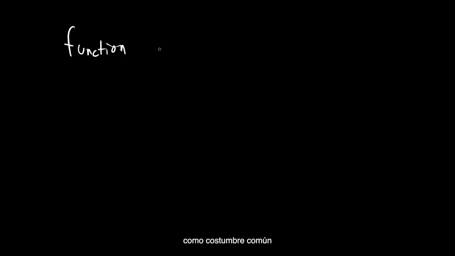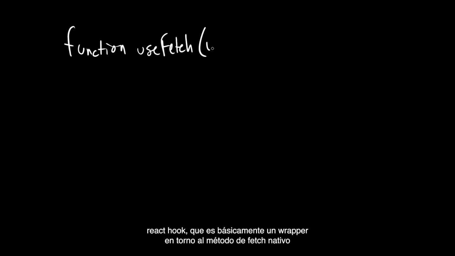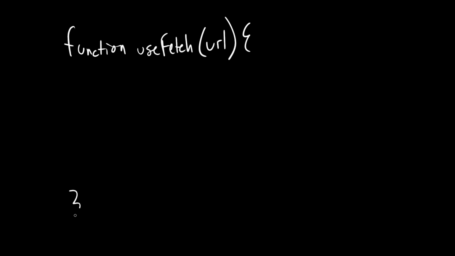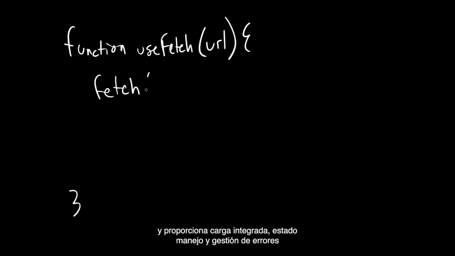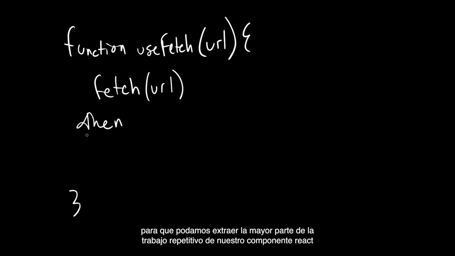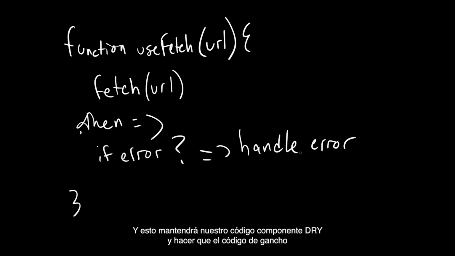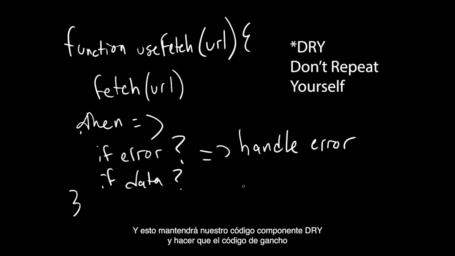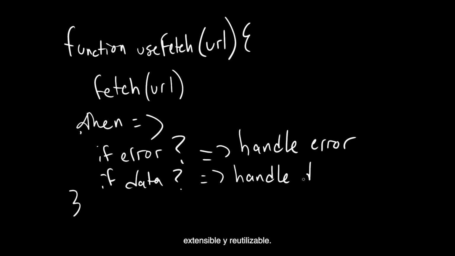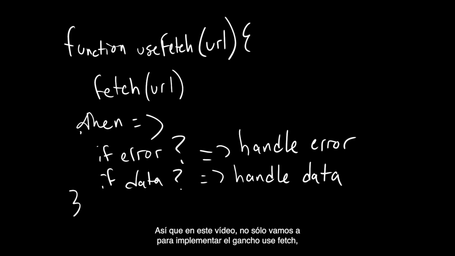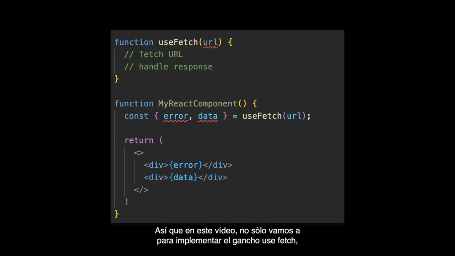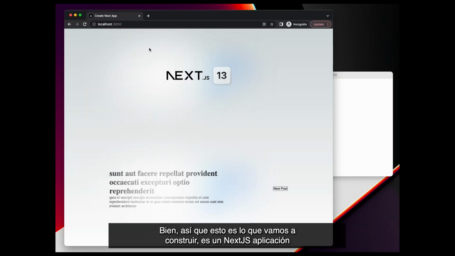useFetch is a common custom React hook, which is basically a wrapper around the native fetch method and provides built-in loading state handling and error handling. So we can extract the bulk of the repetitive work from our React component out to our hook, and this will keep our component code dry and make the hook code extensible and reusable. So in this video, not only are we going to implement the useFetch hook itself, but also the React component which will consume it. Okay, so this is what we're going to be building.